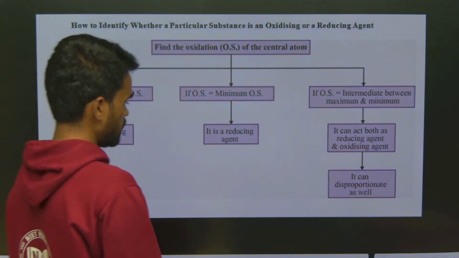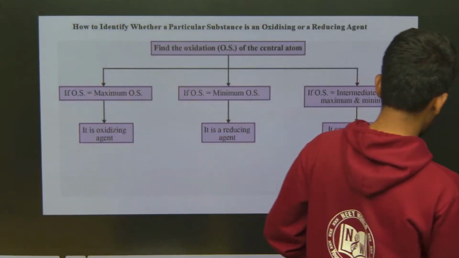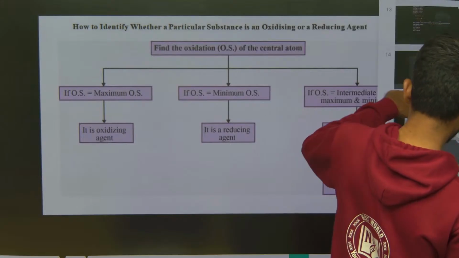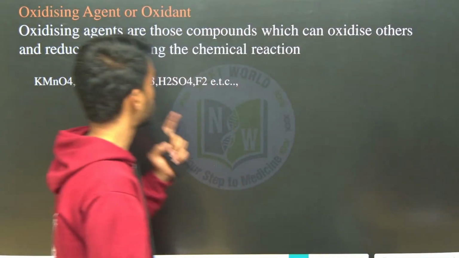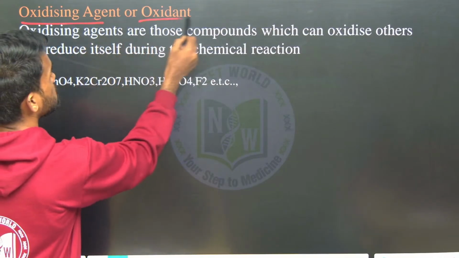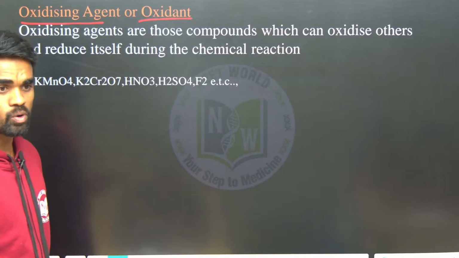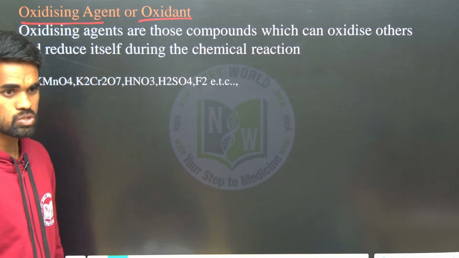One more thing. Now there are two terms considered as oxidation. There are some two new terms here you need to know. One is oxidizing agent, also called oxidant. One more is reducing agent, reductant. These two terms are there here.